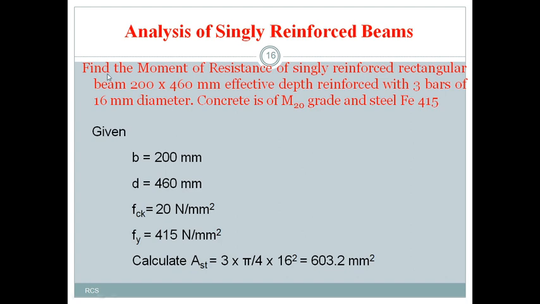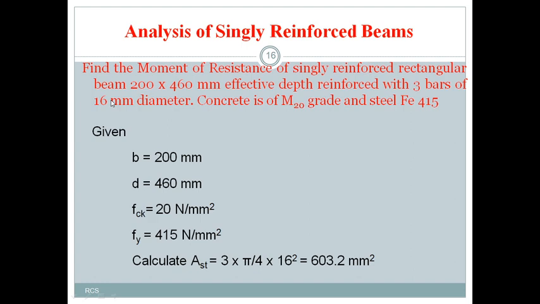Find the moment of resistance of a singly reinforced rectangular beam of 200 by 460 mm effective depth, reinforced with 3 bars of 16 mm diameter, where the grade of concrete used is M20 and the grade of steel used is Fe415. According to the problem, we must write our given data, so that the problem can be easily solved.